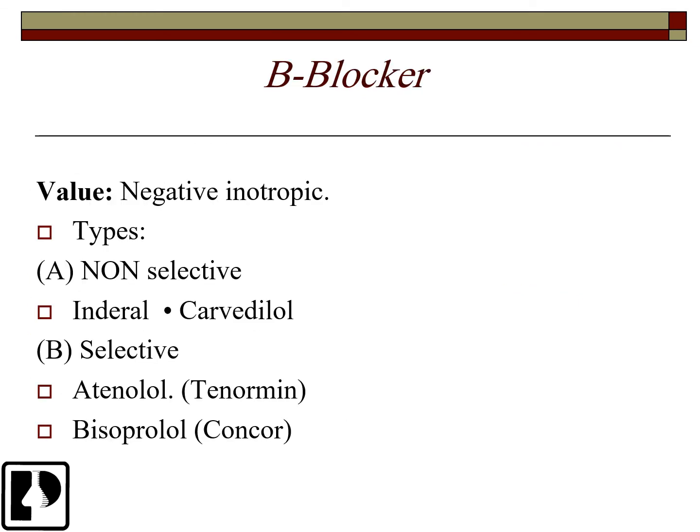The next group is the beta blocker. As you all know, the sympathetic innervation has alpha and beta receptors. Beta blockers block the beta receptors. They are negative inotropic, so they may lead to vasodilatation. We have two groups, non-selective and selective. Non-selective means that it works on the receptors present in the heart and other sites in the body, for example the lung. Selective works just on the receptors in the heart.